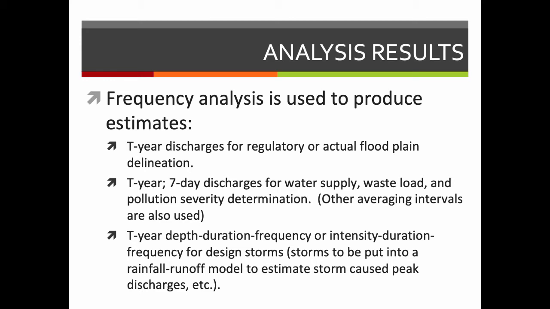So frequency analysis is used to produce estimates of T-year discharges for regulatory or floodplain delineation, and T-year 7-day discharges for water supply, waste load, and pollutant severity determination. There are other averaging intervals other than 7 days used, and that gets into the flow duration world. Also T-year depth-duration-frequency or intensity-duration-frequency for design storms, storms that are to be put into a rainfall-runoff model to estimate storm-caused peak discharges and so on.